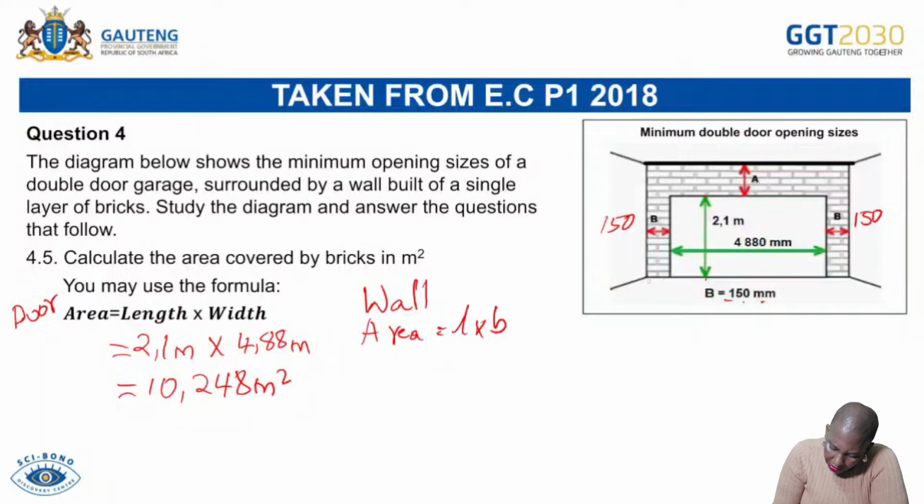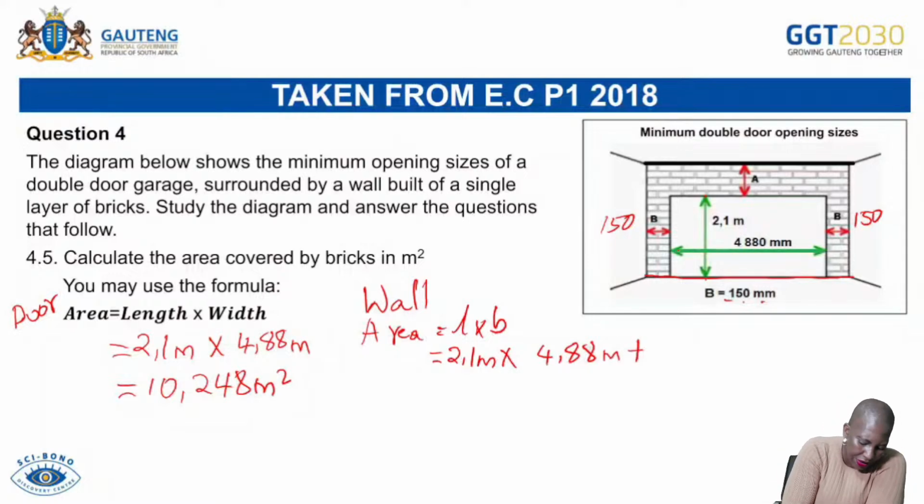And then for the entire wall from here up until there, now we have to calculate what now? The breadth. And then we'll have the 2,1 meters. Multiply now. This will be 488, which is 4,88 meters from here up until there, plus 300.